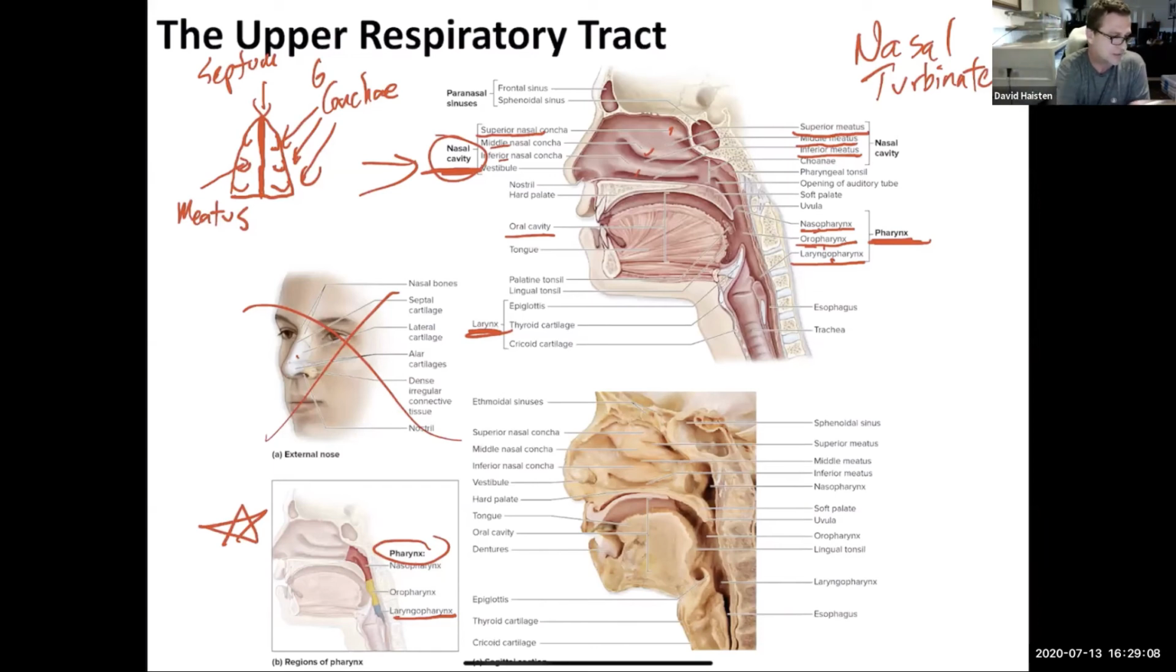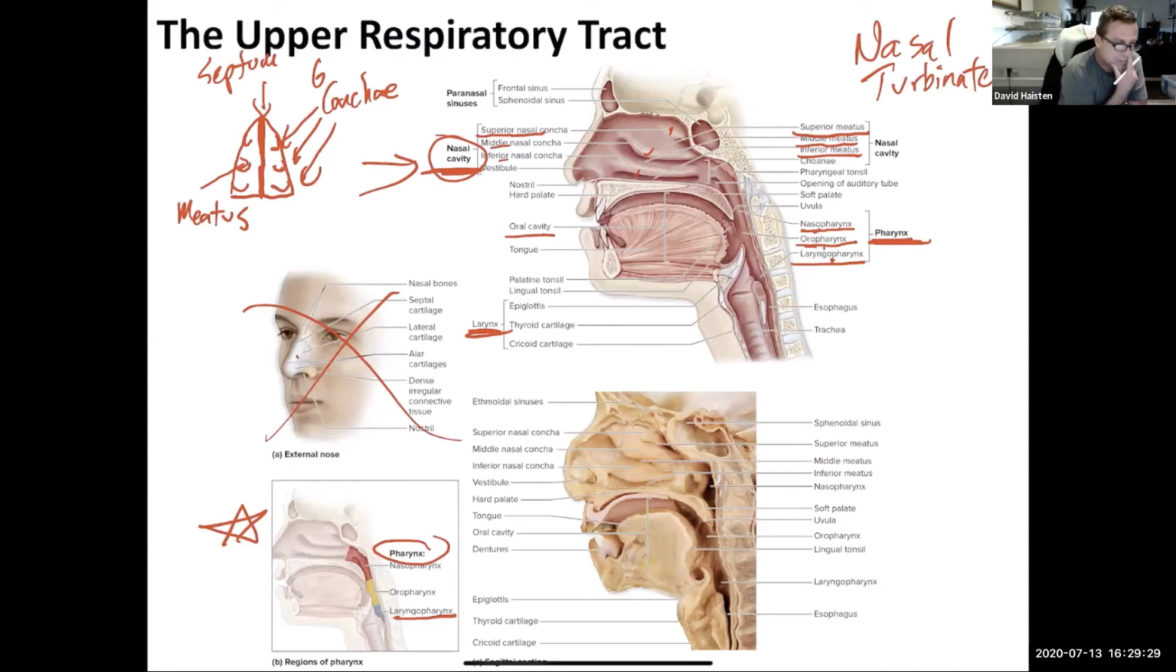Any questions on the conchi, these nasal turbinates, and how air is humidified and warmed as you take it in through your nose? Questions on this? Okay.